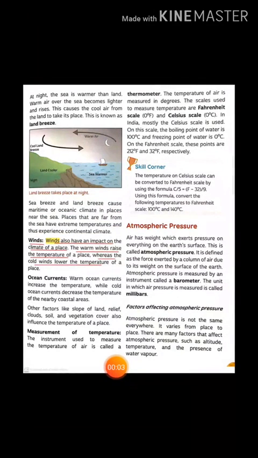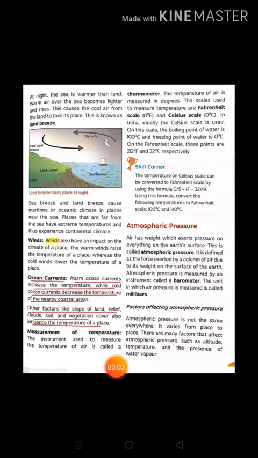Winds. Winds also tend to change the temperature of a place. If the wind is blowing from a cooler area, then the temperature will be low. Whereas if the wind blows from the warmer area, then the temperature will rise. For example, if Delhi receives wind from the Himalayas, it will cool or reduce the temperature. On the other hand, if it receives hot winds from Rajasthan, then it will raise the temperature.